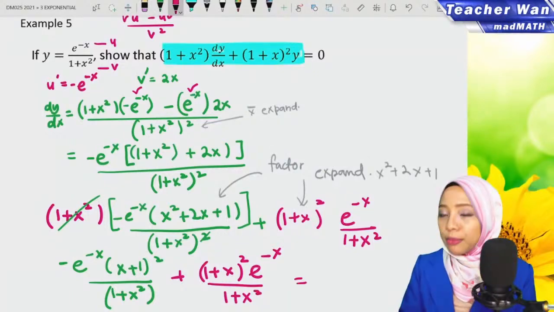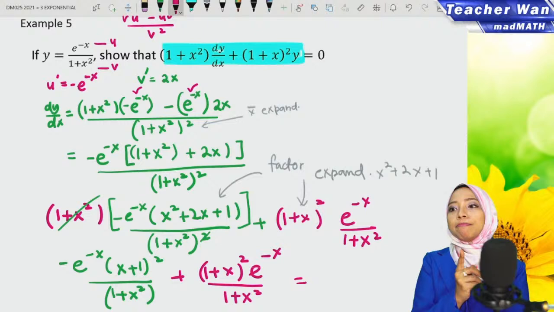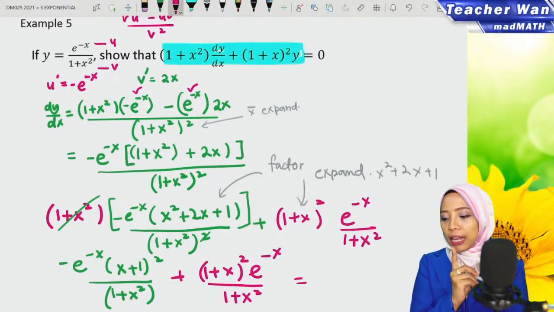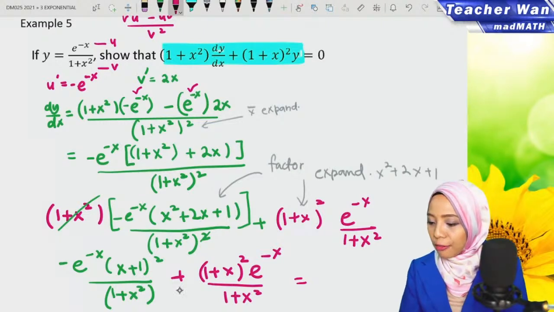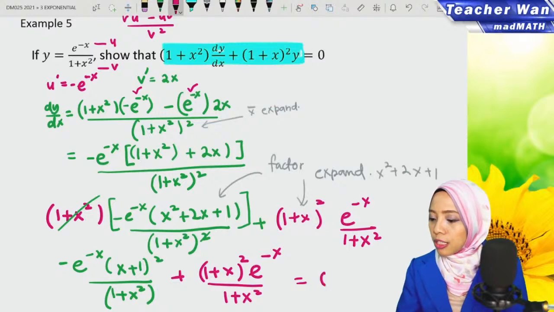Guys, what is this actually? Negative apple plus 1 apple. Negative apple plus 1 apple. So this negative plus positive, the whole thing is the same. These are all the same. It's just that this x plus 1 and 1 plus x are the same. So this is equivalent to 0. If the question wants you to show, you write down shown.